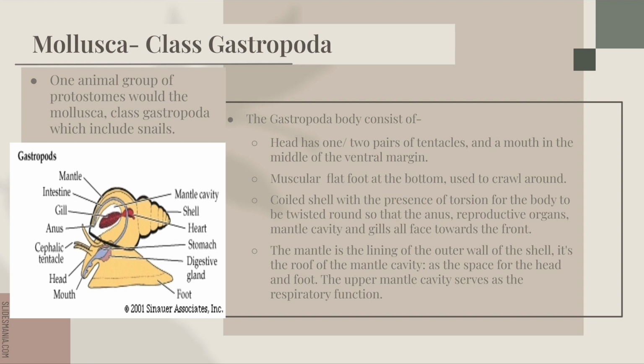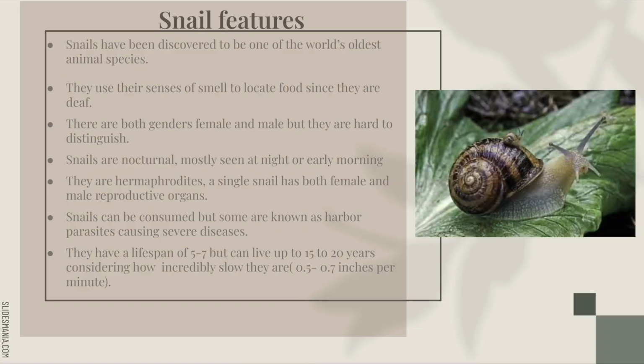So as you could see, with the mantle and the mantle cavity, the anus is twisted around the mantle inside. The mantle is the lining of the outer wall of the shell, the roof of the mantle cavity, which is the space for the head and the foot, as represented in the picture. And then the upper mantle cavity serves as the respiratory function for the snail.